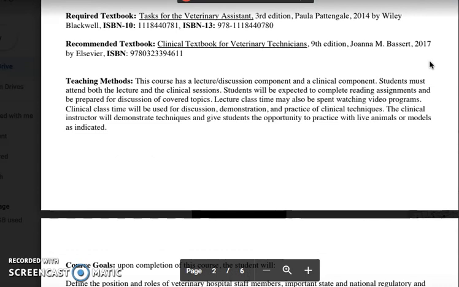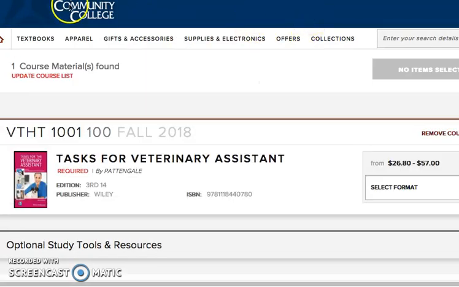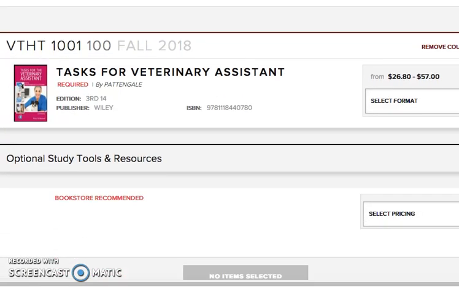The book that we use for this class is Tasks for the Veterinary Assistant, and you can get that, if you like, from the ACC bookstore. It's available from the ACC bookstore. It's also available from just about any other textbook dealer that you might look at, and Amazon and other booksellers.